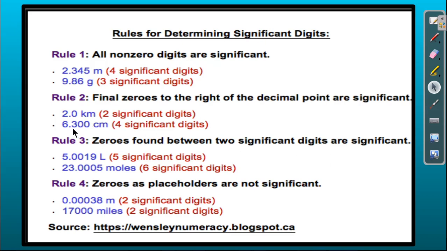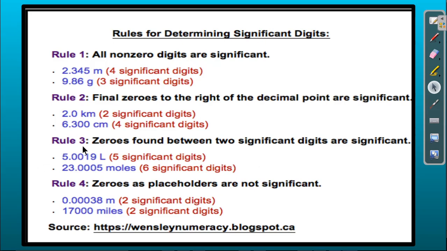Look at this. This is a significant figure because it's not a 0. This 0 is significant because it's to the right of the decimal point at the end of the number. So it's significant. This 0 was in between 2 significant figures, and now it has become significant as well. So that's 1, 2, 3, and 4 significant figures.